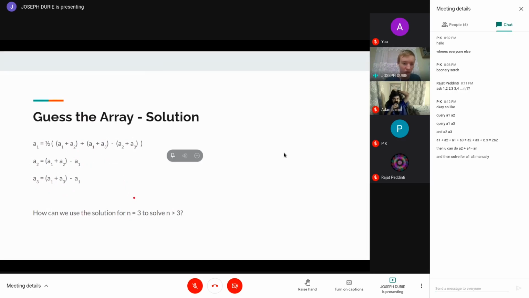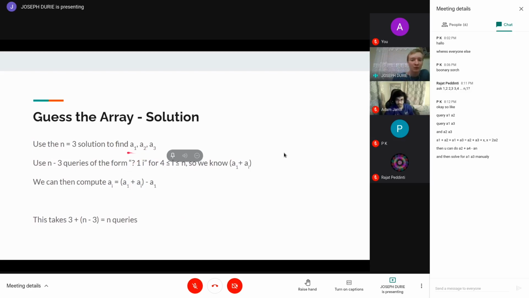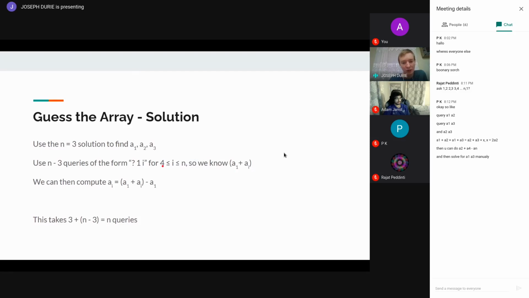And to solve n greater than 3, what we can do is use this solution for A1, A2, A3, which uses 3 queries. And then for all of our other indices, so for 4 up through n, we can query, say, 1i. And we already know what A1 is, and now we know what A1 plus AI is. So we can get AI as A1 plus AI minus A1. And in total, this is going to use 3 plus n minus 3 queries. So we exactly hit our limit of n.